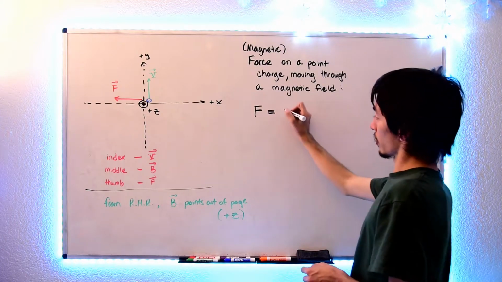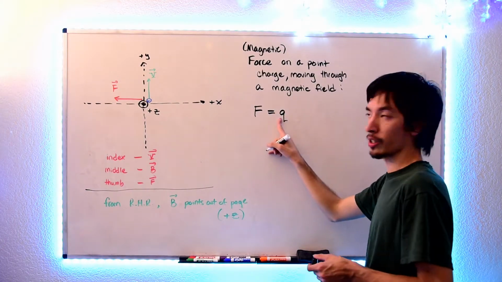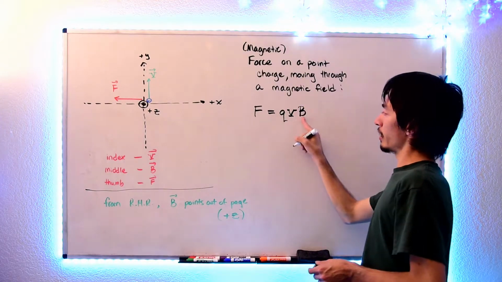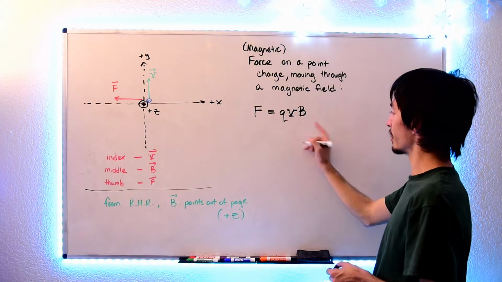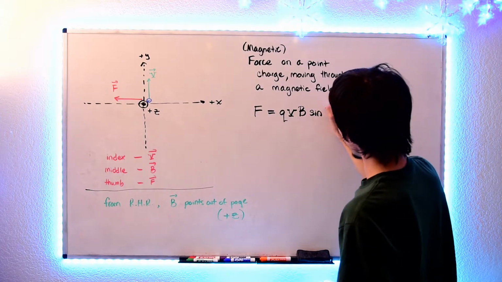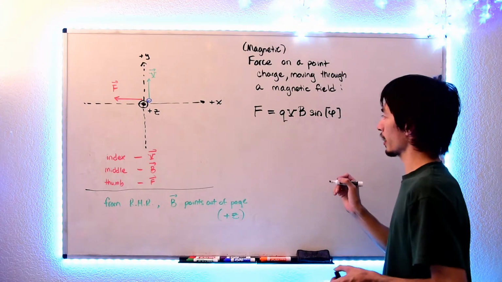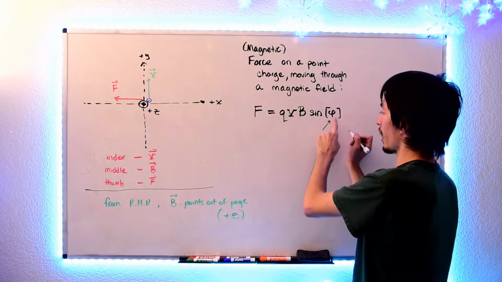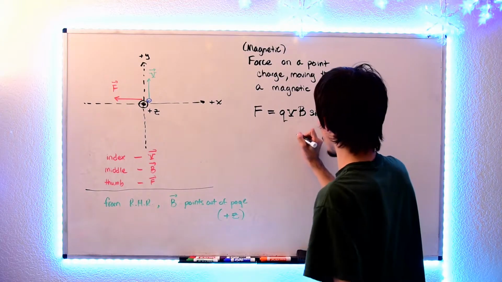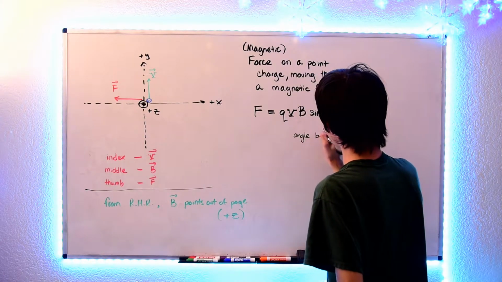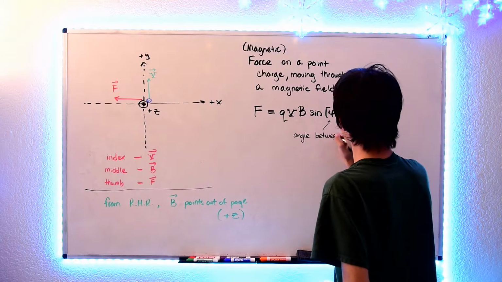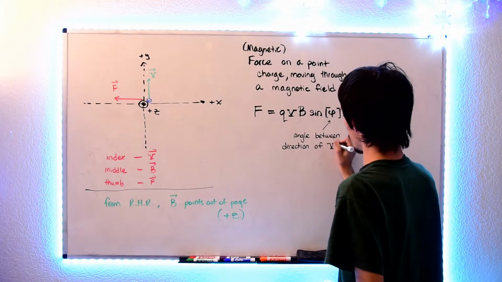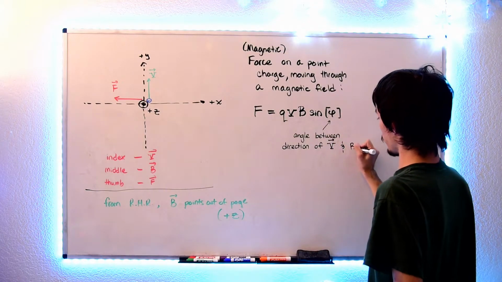Magnetic force equals Q, which is the charge, the speed V, the magnetic field B in Teslas for the unit T, and then times the sine of some angle. Okay? When you use this equation with the angle involved, remember that the angle in this formulation is defined to be the angle between the direction of the velocity and the direction of the magnetic field.